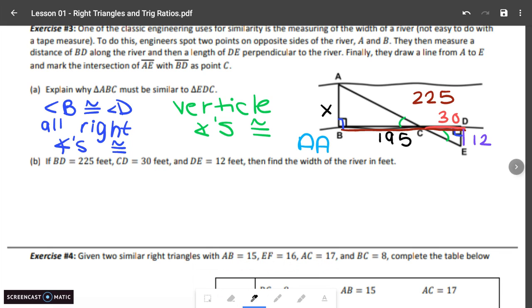Go ahead, pause the video again, and then determine what the length or the width of the river is. Notice everything is in feet this time, so you don't have to worry about changing any units.